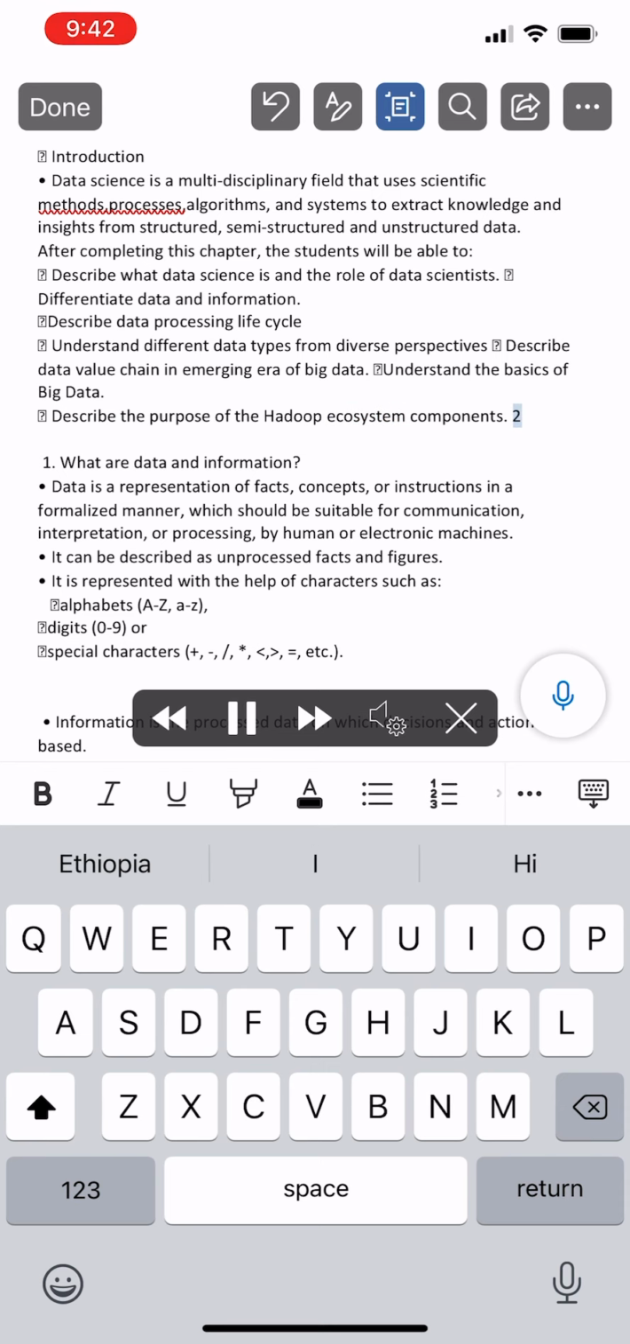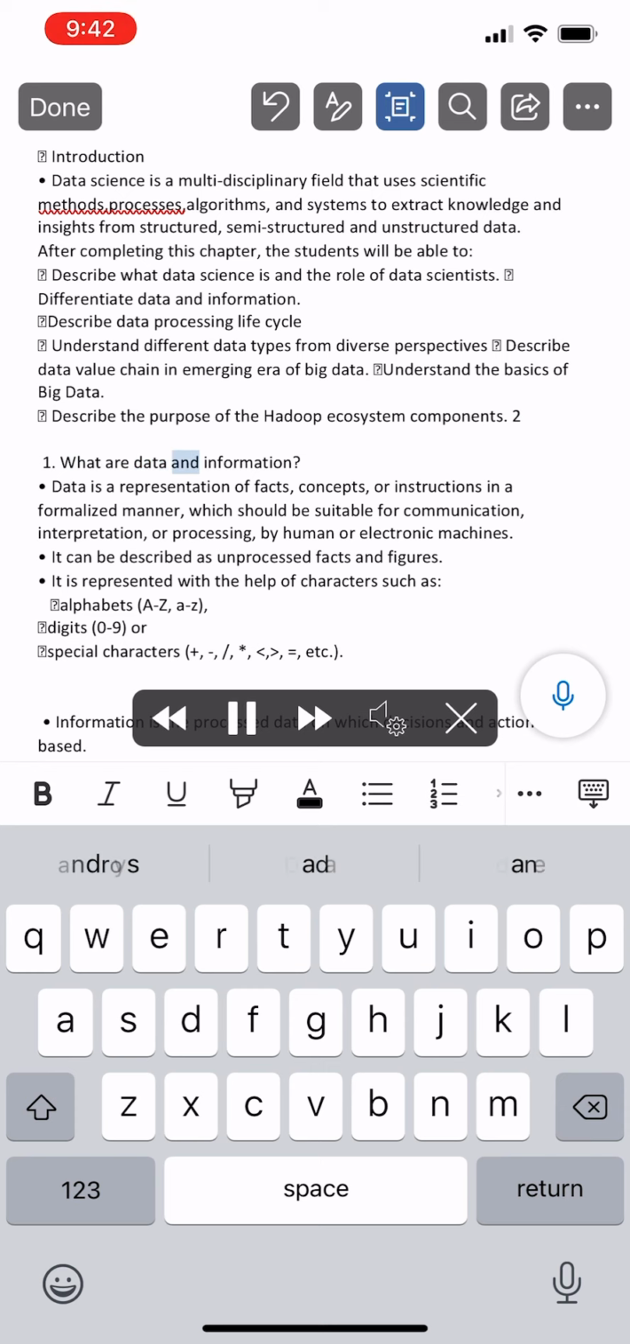2.1. What are data and information? Data is a representation of facts, concepts, or instructions in a formalized manner, which should be suitable for communication, interpretation, or processing by human or electronic machines. It can be described as unprocessed facts and figures.